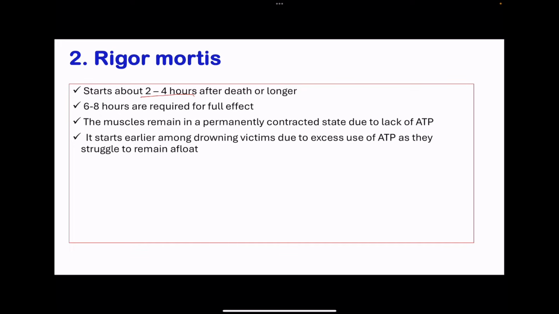There is evidence that drowning victims usually experience rigor mortis at a faster rate because they lose a lot of ATP when they are struggling to stay afloat.